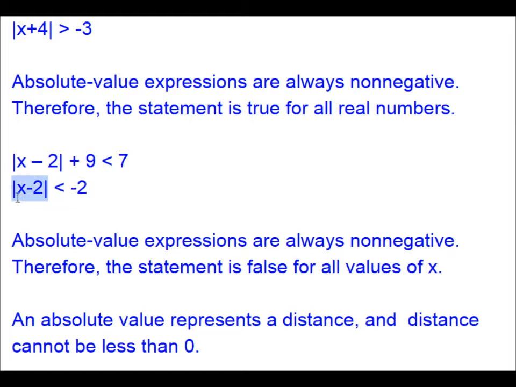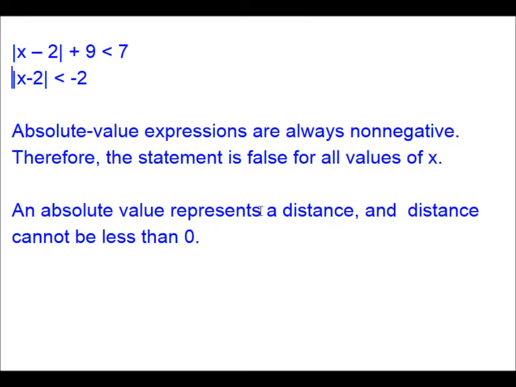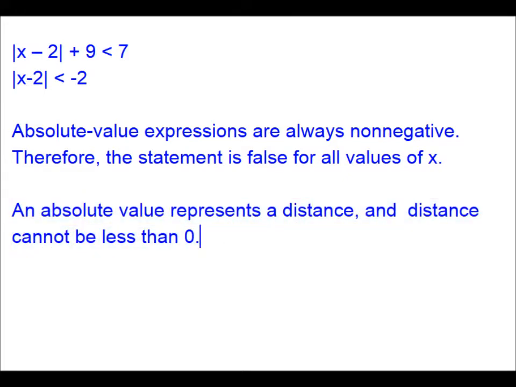The absolute value is always positive. Whatever number you put in place of x, it should come out as positive because of the mod sign. Mod sign signifies absolute value. So this expression is not true for any value of x. An absolute value represents a distance. Remember this, it is important: an absolute value represents a distance, and distance cannot be less than 0.